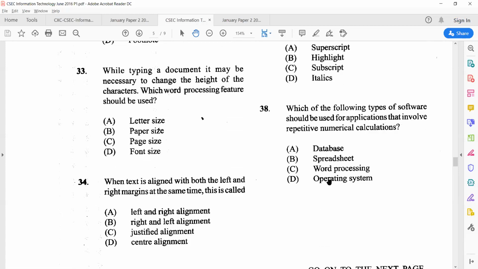Okay, 38. Which of the following types of software should be used for applications that involve repetitive numerical calculation. You have database, spreadsheet, word processing, and operating system as the options. So the key in this is repetitive numeric calculations. All right, and think about all these software. Just reading through them.